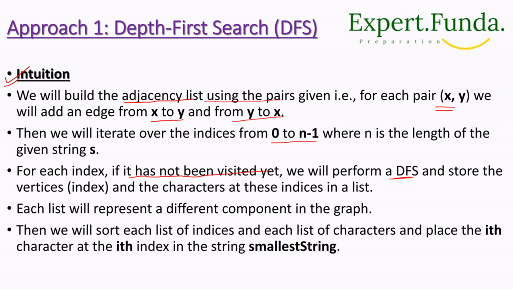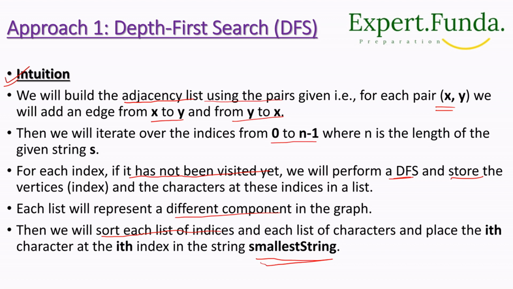We will do DFS, and then we will store the vertex and the character at these indices in lists. Each list will represent a different component. Then we will sort each list of indices and each list of characters, and then we will place the ith character at the ith index, and we will get the smallest string, and we will return that.